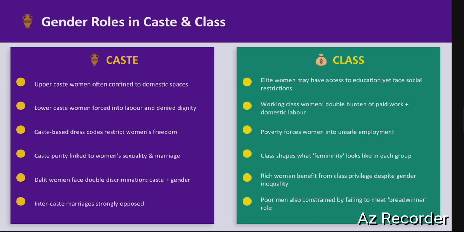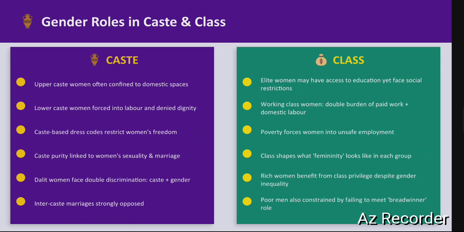Okay. So, gender roles in caste and class. Apart from the family. Now, maybe the family is fully supportive. Now it comes to caste and class. So there is a caste system that they themselves designed. Upper caste women, lower caste women who are forced into these kinds of works. Caste based dress codes restrict women's freedom. Of course. And caste purity is linked to women's sexuality and marriage. Dalit women face double discrimination in caste and gender. Intercaste marriage is strongly opposed. So these are the things in caste.